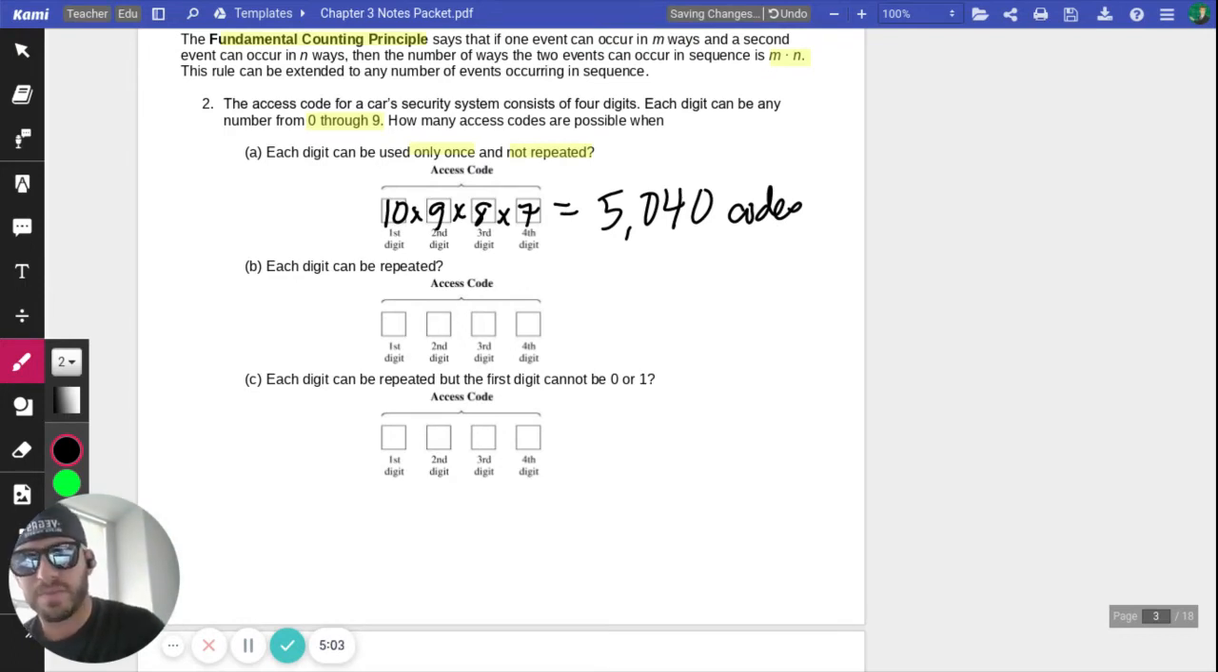What if each digit can be repeated? If each digit can be repeated, then we're not going to be subtracting 1. We're just going to take 10 times 10 times 10 times 10, which seems to be a 1 with 4 zeros, or 10,000 codes.